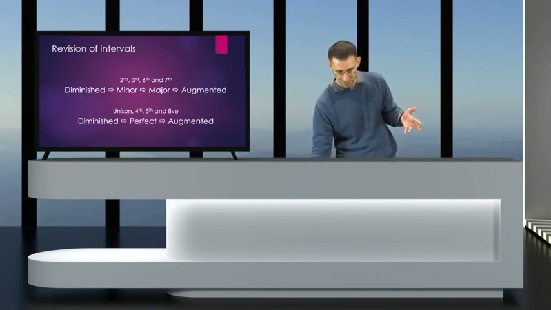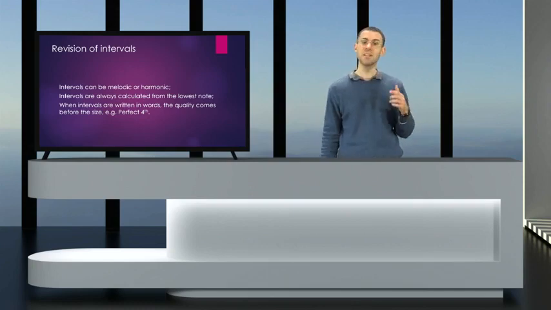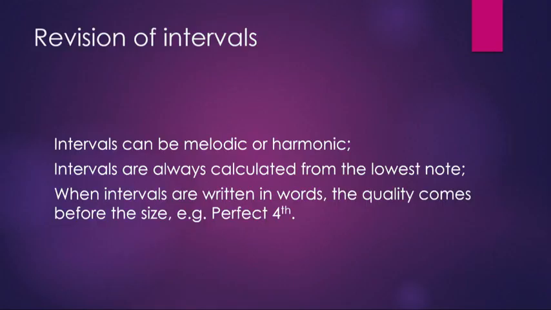But a little bit more revision still. Remember that intervals can be melodic. That means the notes follow each other. There's one note, then another note. Or harmonic. That means that the notes are directly on top of each other. Intervals are always calculated from the lowest note, not necessarily the first note. If the first note is the lowest note, great. But if the second note is the lowest note, that's the note that we calculate from.